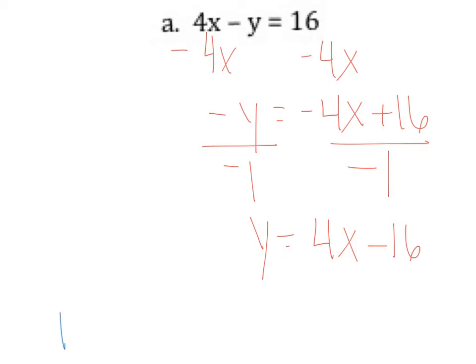In this example, our slope is always the number in front of your x. Slope is going to be 4, or a slope of 4 over 1. We go up 4 and over 1 every time we need to get to a new point. Our y-intercept is going to be down at negative 16. Don't forget that negative sign.